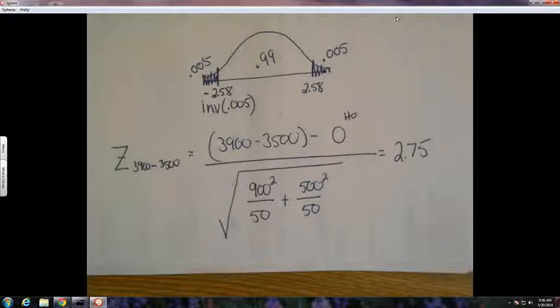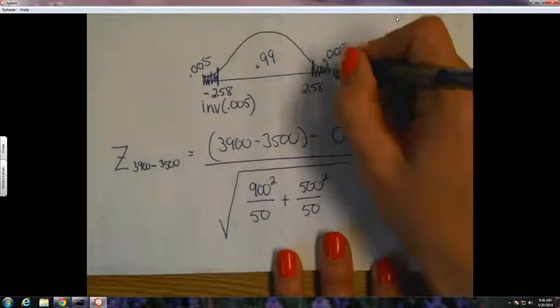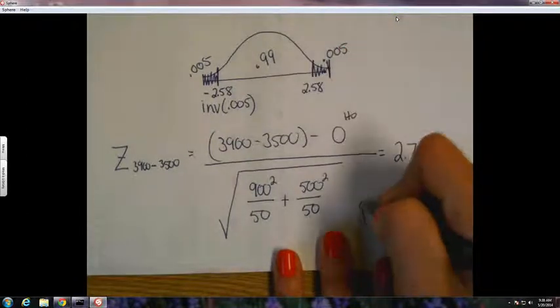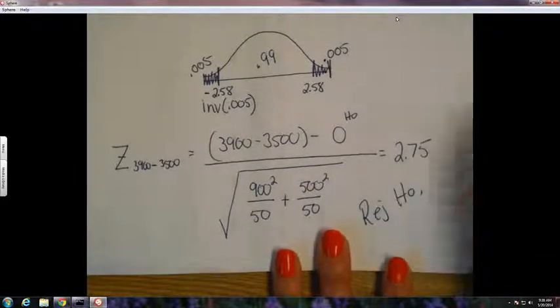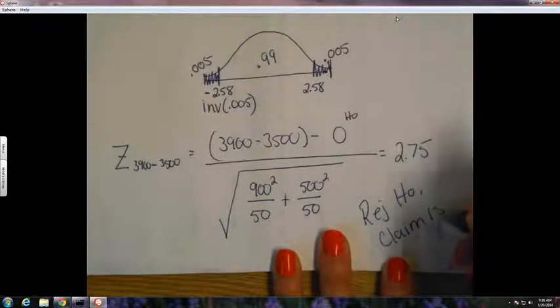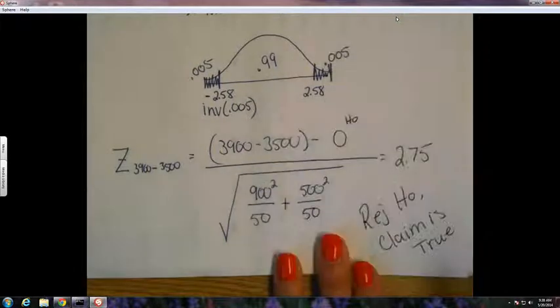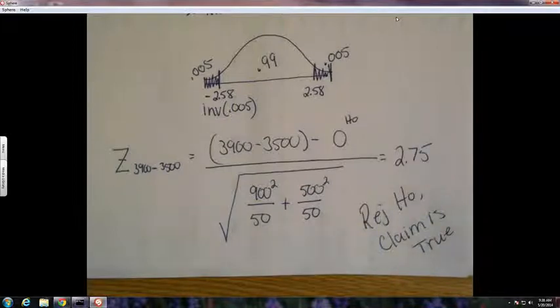Okay, where's 2.75 land on this graph? In the shaded region over here, so what does that tell me? Reject the null. What does it say about the claim? Claim is true. So that $400 difference is a significant difference. It looks like the people from New Hampshire are putting more money on a credit card than New York people.